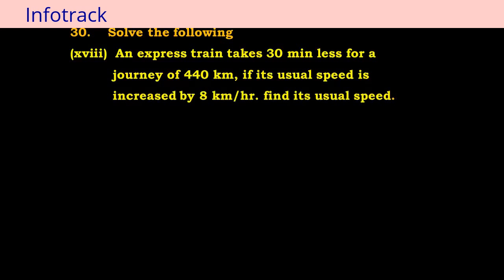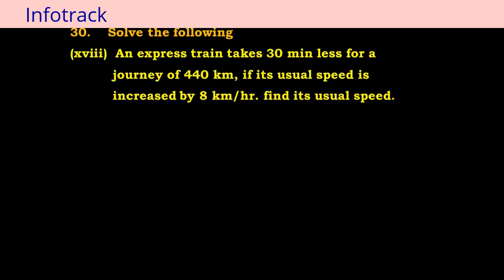See, one more question based on this speed, distance and time. An express train takes 30 minutes less for a journey of 440 km if its usual speed is increased by 8 km per hour. Find its usual speed.